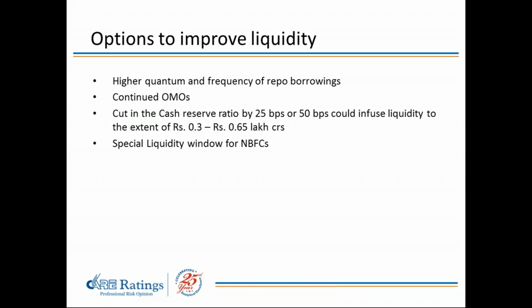To have a more durable or permanent liquidity, RBI could reduce the cash reserve ratio from the current level of 4% by 25 bps or 50 bps. Given the current level of net demand and time liabilities of around rupees 128 lakh crores in the banking system, this could release funds into the banking system in the range of rupees 30,000 crores to rupees 65,000 crores. However, RBI believes that a CRR cut is not warranted, as the liquidity concerns at the present level are seen as manageable.